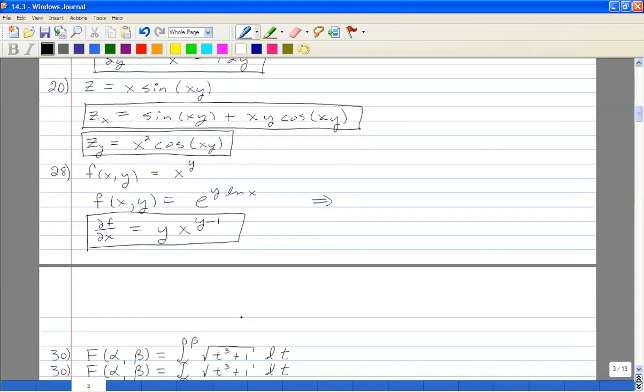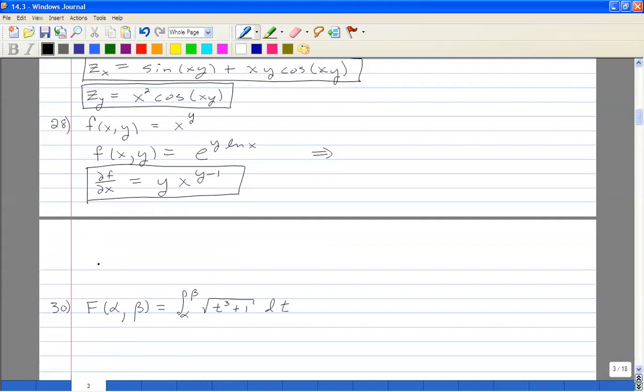Second, let's take the partial with respect to y. Well, the derivative of e to the y times the constant ln x is just the constant ln x times e to the exponent, which we can rewrite as x to the y, times the derivative of the exponent. Well, y times the constant ln x, the derivative of that will just be ln x. So I'm done.